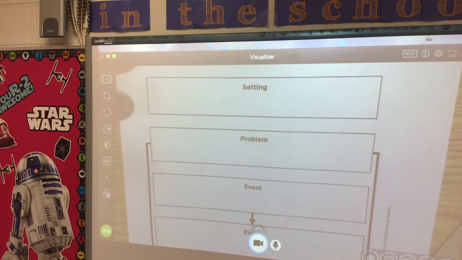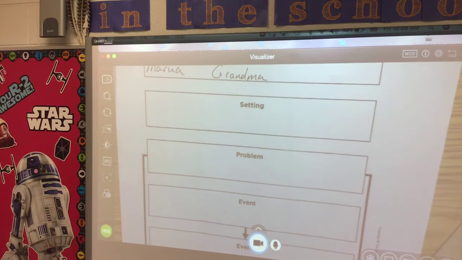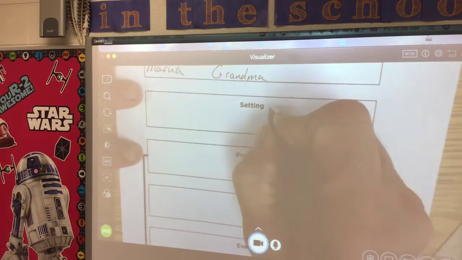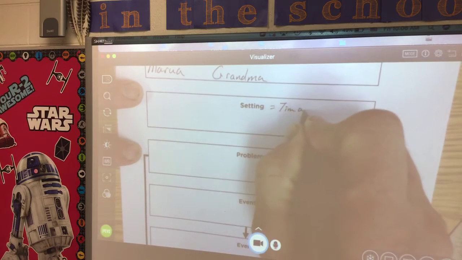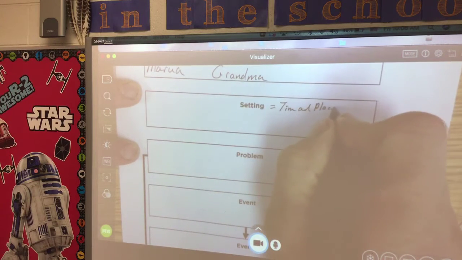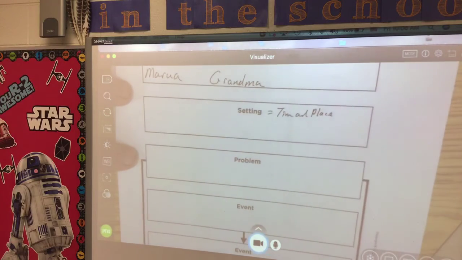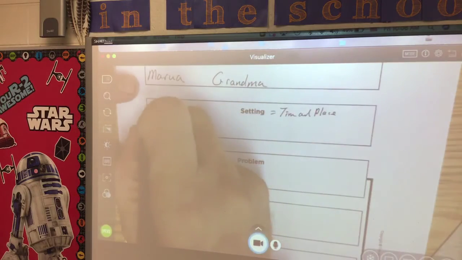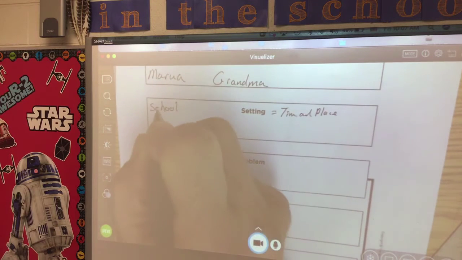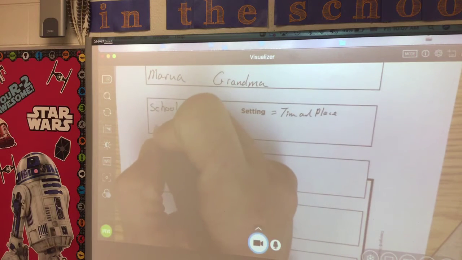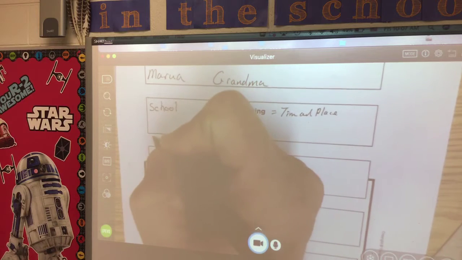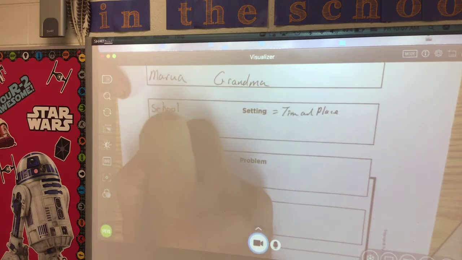So where's our setting? Setting is time and place. I'm going to put a little equals there. Time and place. Where is our setting? Good. I see a bunch of you came up with it already. We're at school. Okay. Now there was a bunch of different places at school. If you want to be more detailed there, you can be in the lunchroom.